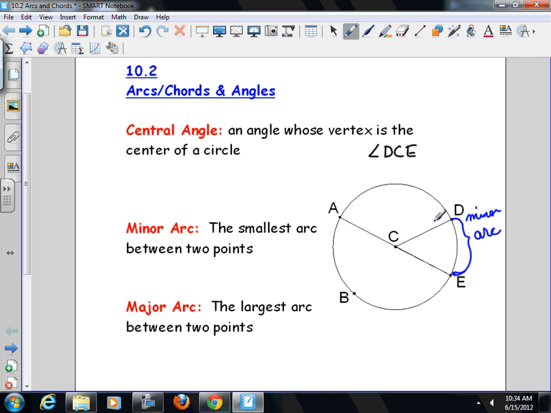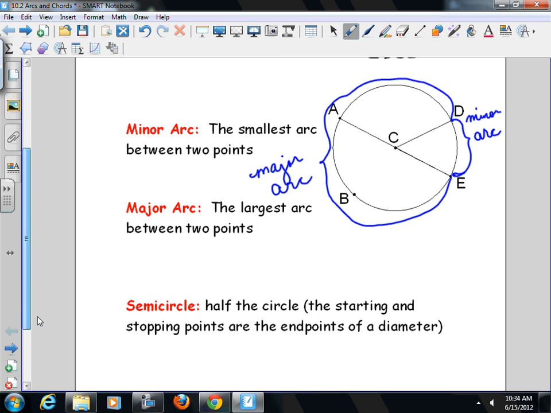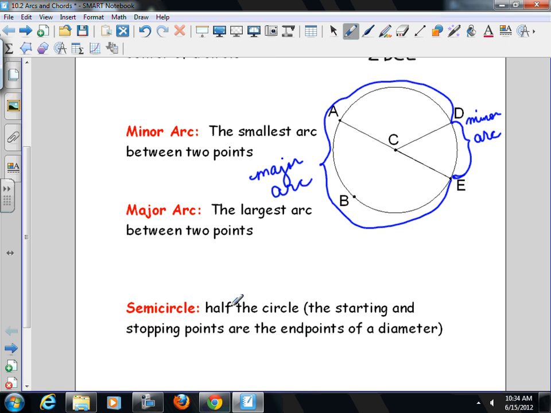A major arc is the largest arc between the 2 points. So this arc right here that goes so far around is the major arc of DE. A semicircle is half the circle. The starting and stopping points are the endpoints of a diameter.